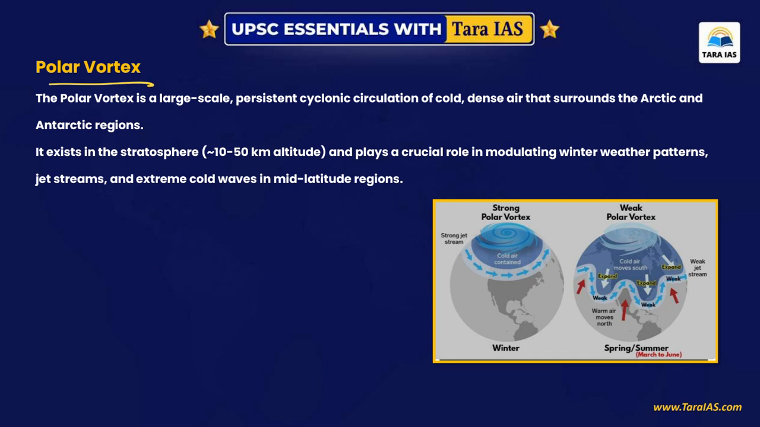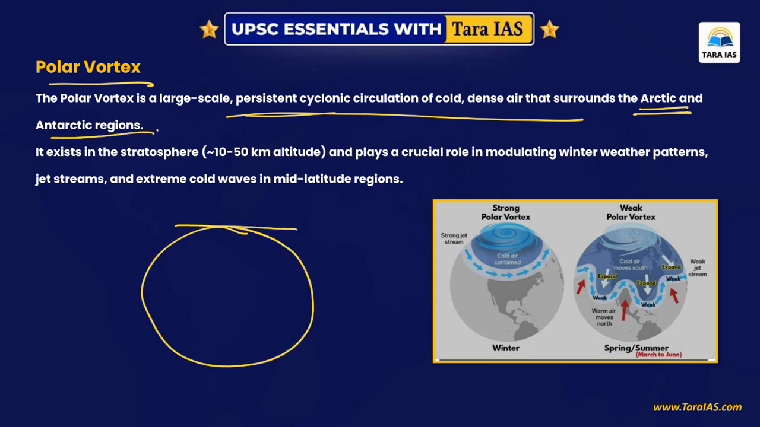So polar vortex is the persistent cyclonic circulation of cool dense air around the Arctic and Antarctic regions. Okay, so polar high, polar low will always obviously have very cool air. So it is a persistent circulation of this air in the Arctic and Antarctic circles. That you call the polar vortex.